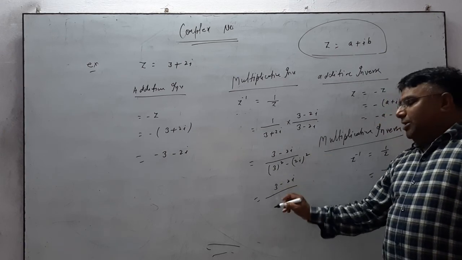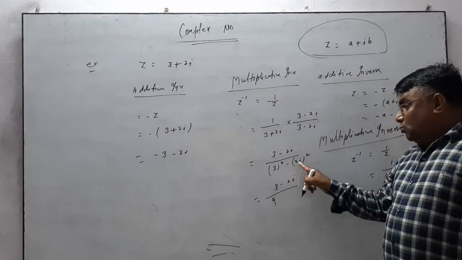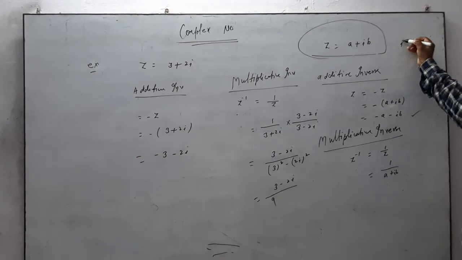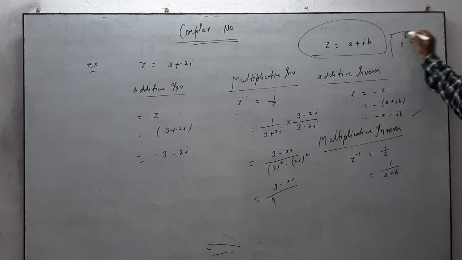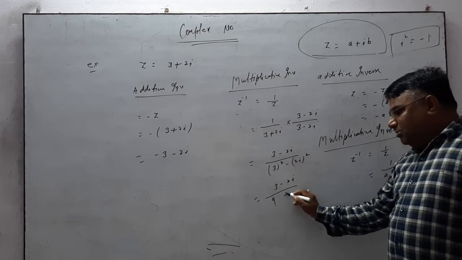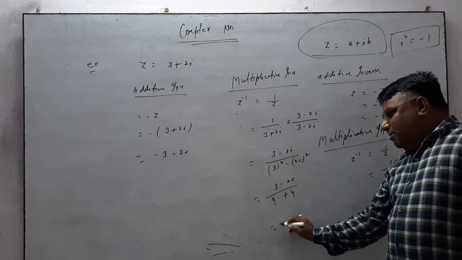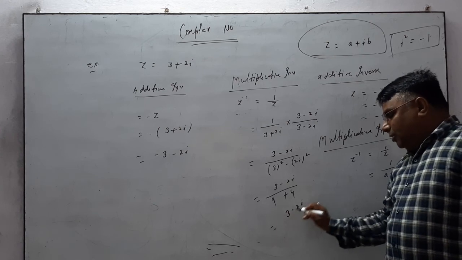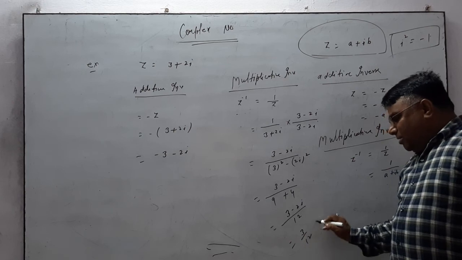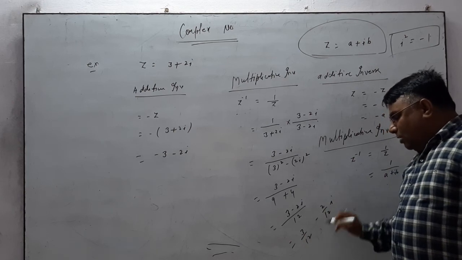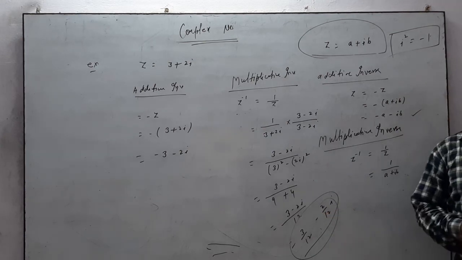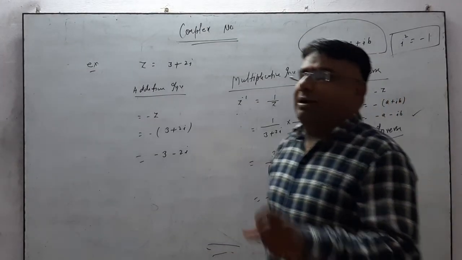What is the square of 3? That is 9. What is the square of 2? 4, times iota square. And what is the value of iota square? Iota square is always minus 1. This is the truth. So minus minus plus, that is 4. 9 plus 4 is 13. So what is the complex form? Then 3 by 13 minus 2 by 13 iota. This is the multiplicative inverse. Right? Now, this is in exercise 5.1, additive inverse and multiplicative inverse.